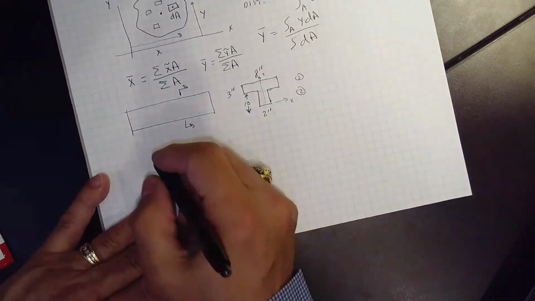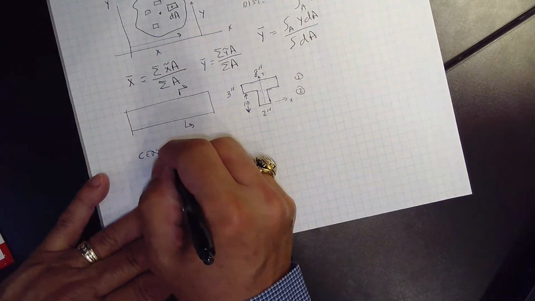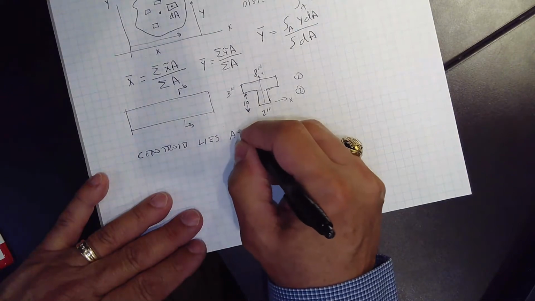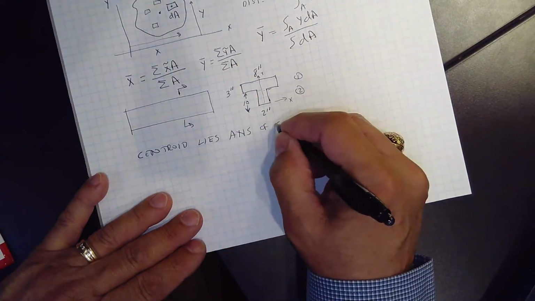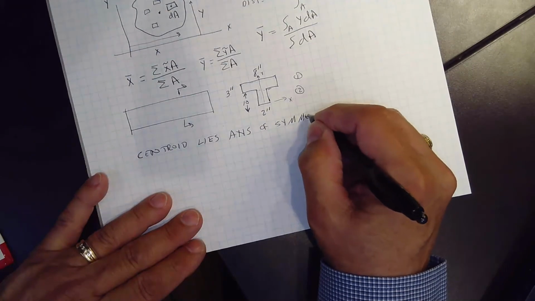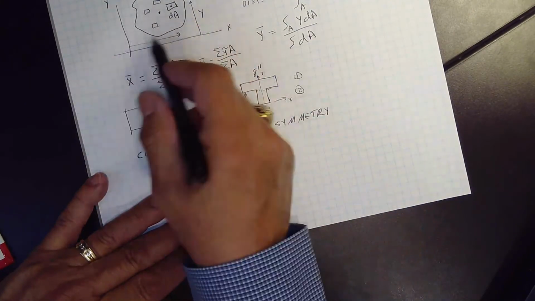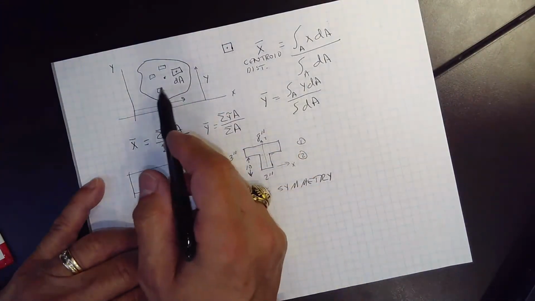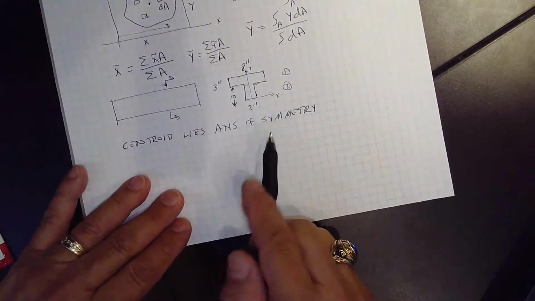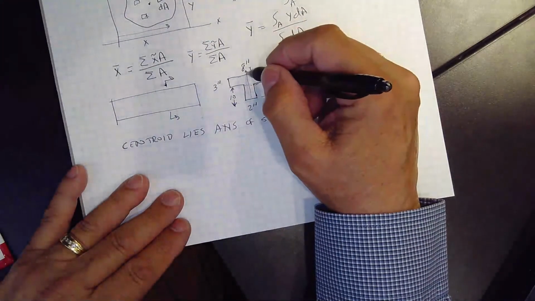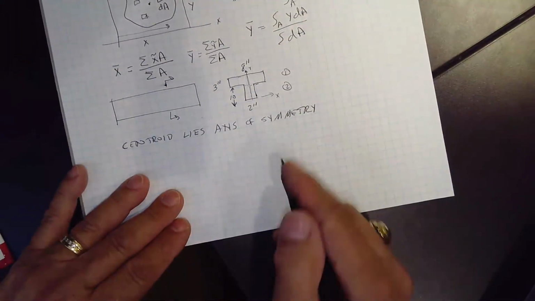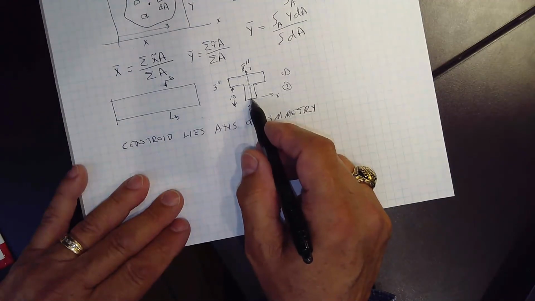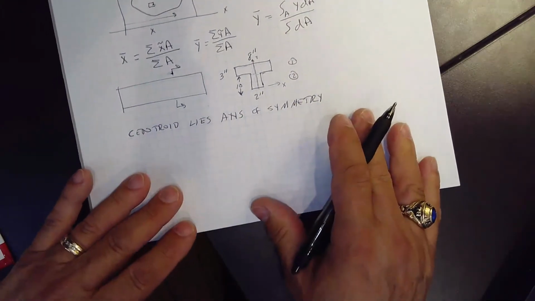Now, one thing we know is that the centroid always lies on an axis of symmetry. If you don't have an axis of symmetry like this one, then you don't necessarily know where it is, although you can kind of eyeball it. But if you do have an axis of symmetry like this, we know it's going to be right on that axis of symmetry. So we don't need to calculate x bar. It's in the middle. Okay? But we do need to calculate y bar.